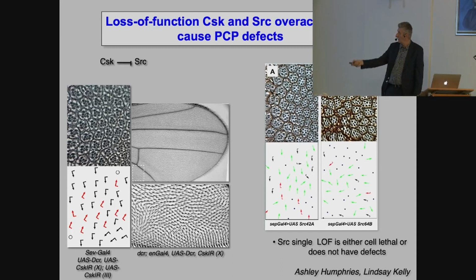By knocking down Csk, you have too much Src activity, and then we start seeing PCP defects both in the eye and in the wing. So that suggests that Src is critical. At this point we cannot yet make a Src loss of function, this will require some work, because Src42 is cell lethal, so we lose the cells before we can look at them.